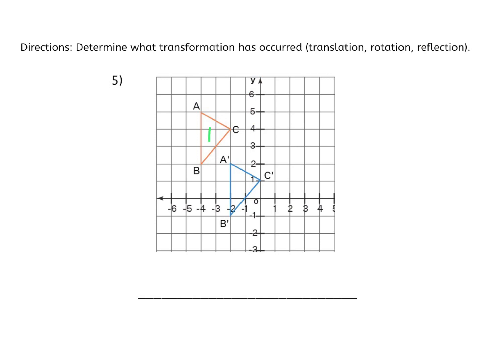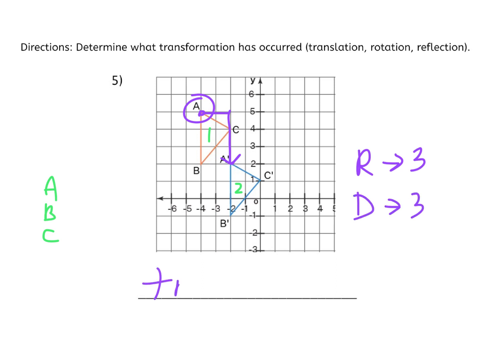Okay, number 5, I see my original with the A, B, and C, and then the A prime, B prime, and C prime is down here. I'm thinking translation here. If I look at point A, it looks like, let's see, over to the right 2 and down 3 to get to A prime. So it went to the right 2 units, and then it went down 3 units. So this would be a slide, which is a translation.